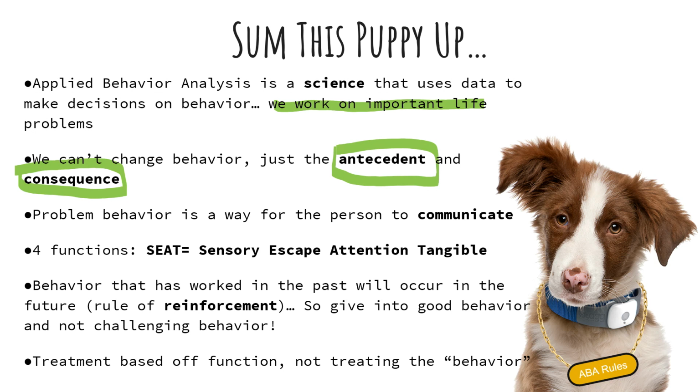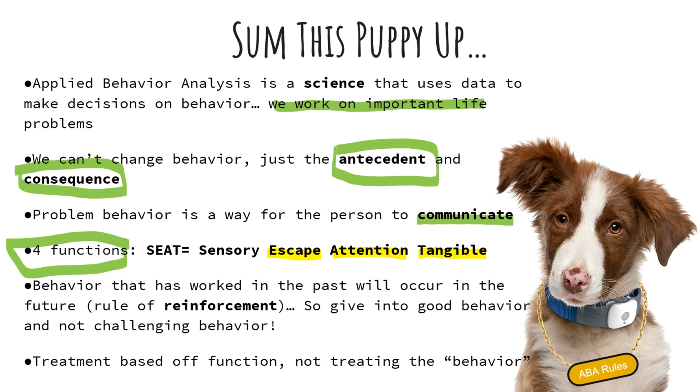Problem behavior is a way for a person to communicate, whether it's communicating our four functions. Particularly, communication is going to come in the form of escape: I don't want to do that, get away from me. Attention: hey, your attention is on something else and I want you to look at me, pay attention to me. Or a tangible: hey, I'm communicating that I want more of an item or I want more of an activity.